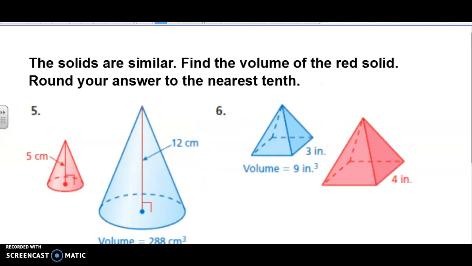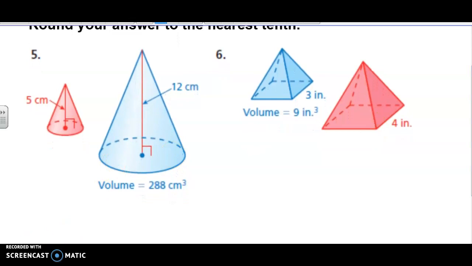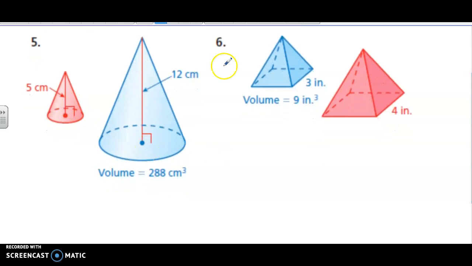All right. So here it says the solids are similar. Find the volume of the red solid. Round your answer to the nearest tenth. We're given the heights of the red and the blue. If I make a ratio of red to blue, it would be 5 over 12 in terms of the linear measures. Then I'm going to put it equal to the ratio of the volumes. I don't know the volume of red, so I'm going to put it as x because 5 is on top. And the volume of blue is 288.